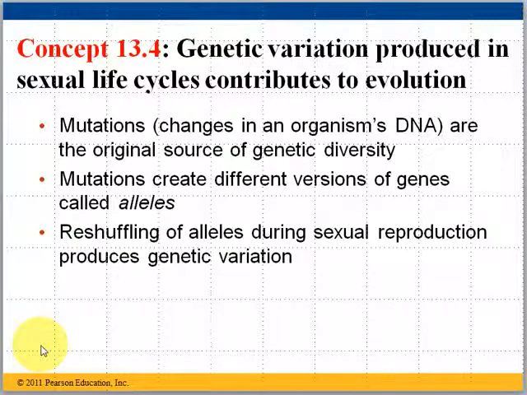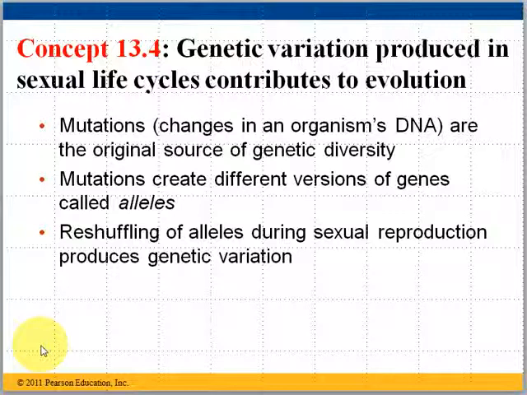Let's wrap it up with concept 13.4. How does all of this relate to the species and the evolution of species? It's obviously a very important part. Concept 13.4 says genetic variation from meiosis produced in these sexual life cycles contributes to evolution. Now, there are a couple different ways you can get genetic variation. One of those is mutation. So a mutation is a change in the organism's DNA. That's the original source of genetic diversity. But then, through meiosis, you have this swapping of genetic information that allows greater diversity to occur.